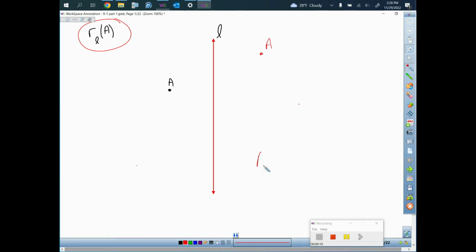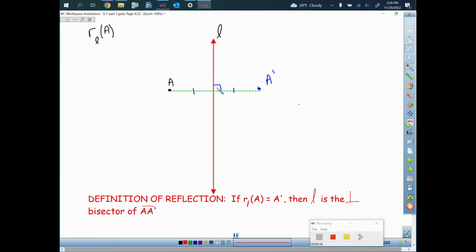That doesn't work. A prime is not going to go down here. Isn't A prime going to end up going straight across the line? If I connect this little imaginary segment, segment AA prime right here, this is totally perpendicular to that line. It makes a right angle. And that distance from here to here is the same as the distance from there. So we could put those tick marks on there.